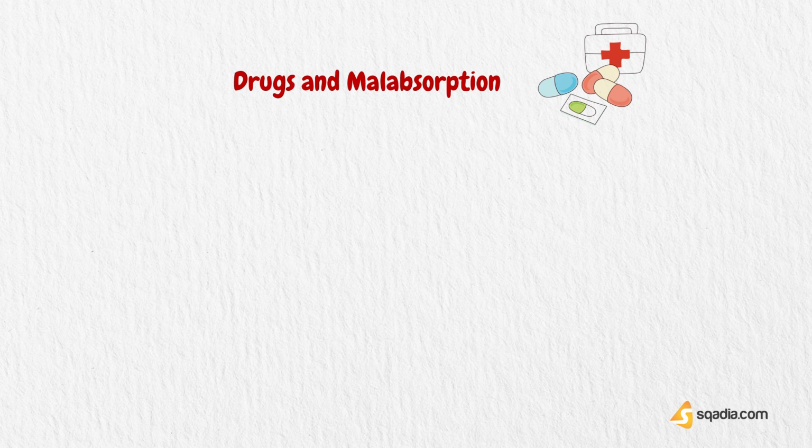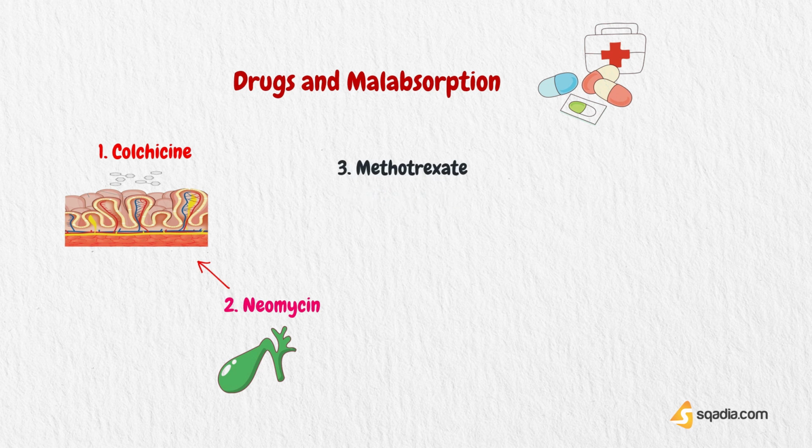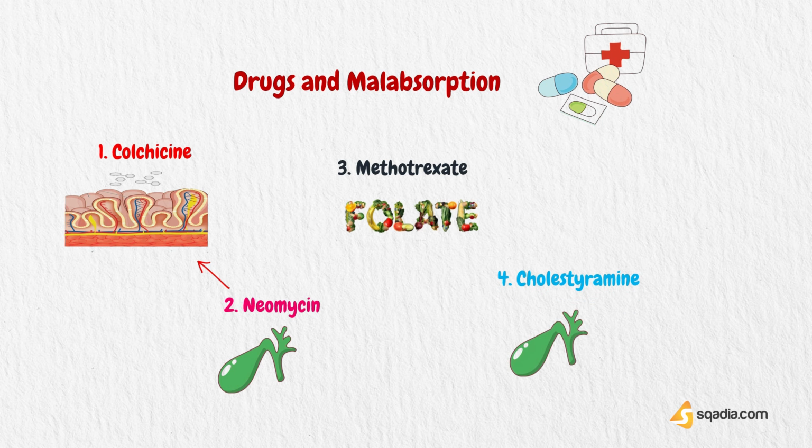A number of drugs also cause malabsorption by different mechanisms. So, which are these drugs? Colchicine. It inhibits the division of crypt cells and disaccharidases. Then neomycin and similar antibiotics, in addition to causing inhibition of division of crypt cells and disaccharidases, cause precipitation of bile salts and micellar fatty acids. Methotrexate inhibits folate absorption, cholestyramine binds bile salts, and laxatives, if excessively used, can also lead to malabsorption.